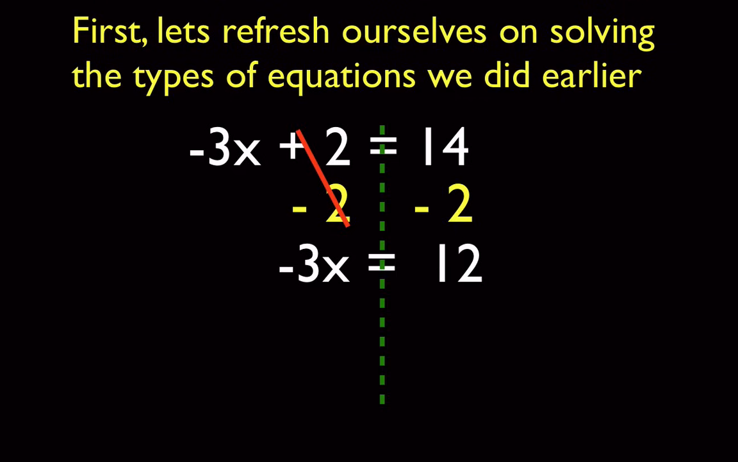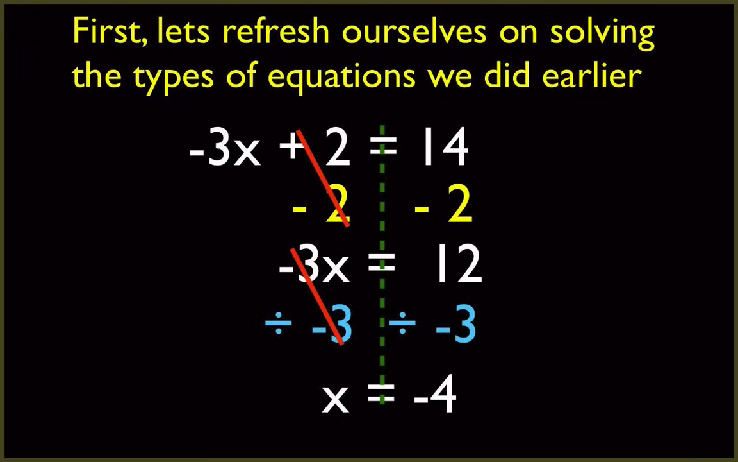The next step from here is to get rid of that negative 3. That's negative 3 times x. So we do the opposite, which is dividing by negative 3. Negative 3 divided by negative 3 cancels out, and 12 divided by negative 3 is negative 4. And that's it. You're done. Okay, so that's a 2-step equation. The reason is, remember, you have 2 steps. Step 1 is right here. Step 2 is right here. That's why it's called a 2-step equation.